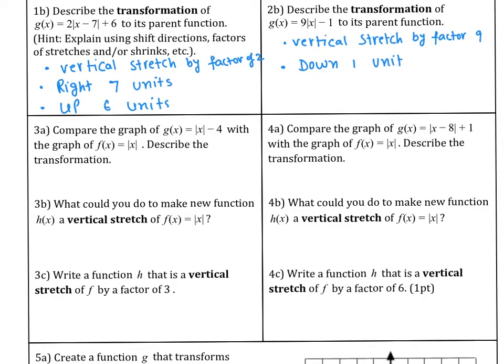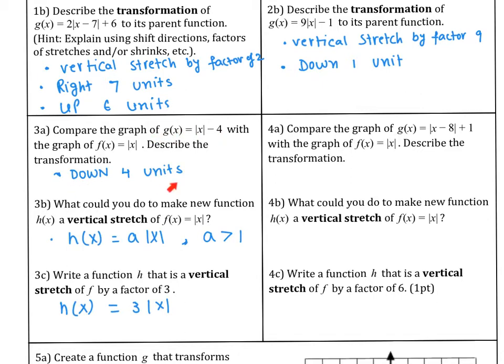Now let's do question number 3a. Compare the function g(x) equals absolute value of x minus 4 with the graph. Describe the transformation. The transformation for this one is going to be down 4 units from the parent graph.